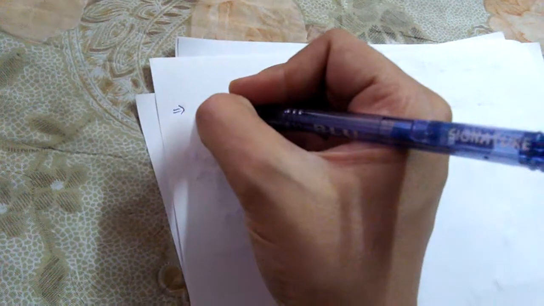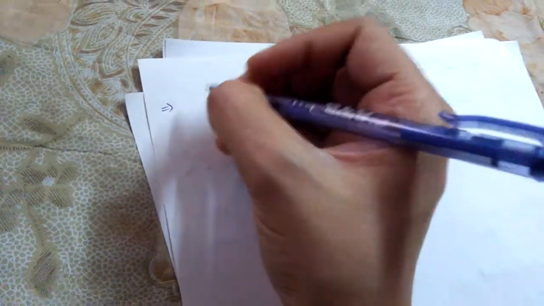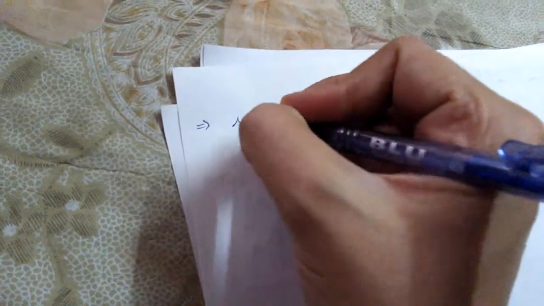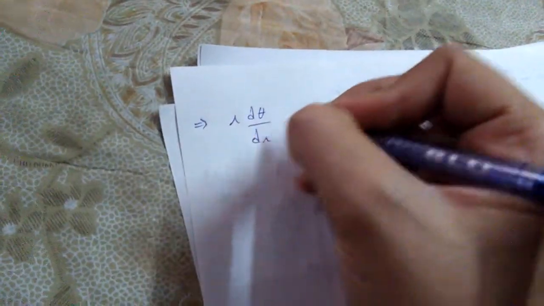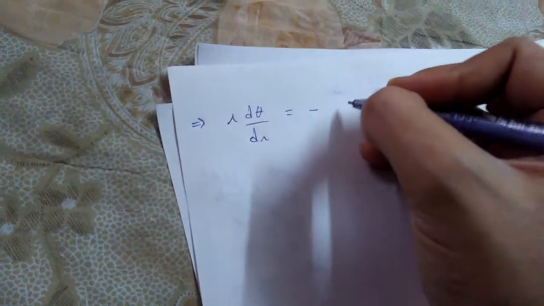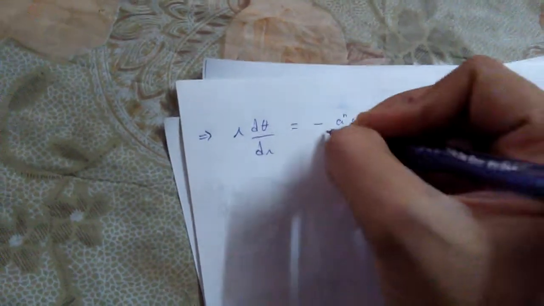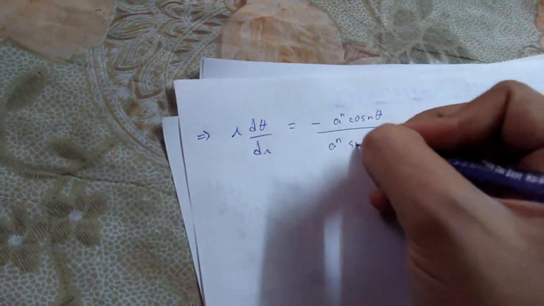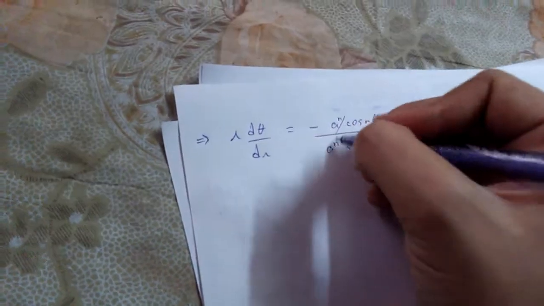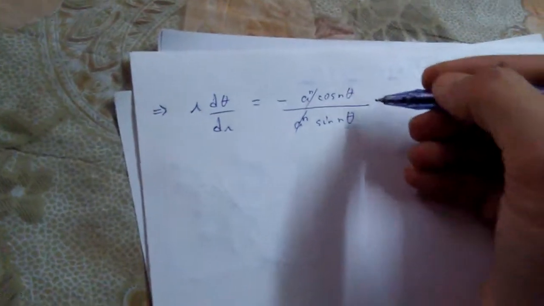This will help us get the orthogonal trajectory equation in a small span of time. So it will be r d theta by dr equals negative, since r to the n was actually a to the n cosine of n theta upon a to the n sine of n theta, and a to the n gets cancelled.